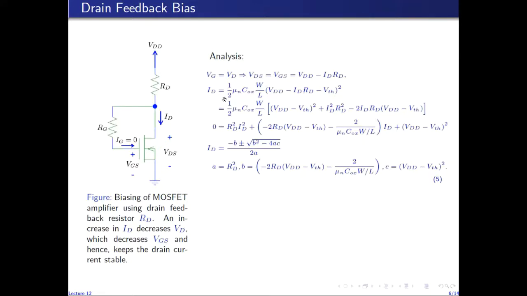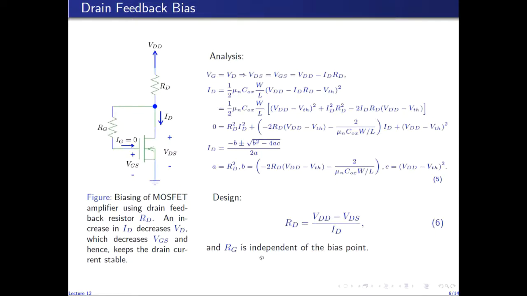So ID is again given by this quadratic relation, in which I have replaced VGS with this equation, VDD minus ID RD. And again, opening up the square and rearranging the terms, we get a quadratic equation which can be solved using this expression, in which A is RD squared, this term is B, and this term is C. And then using one of the roots of this equation as ID, we can find VDS using this relation.